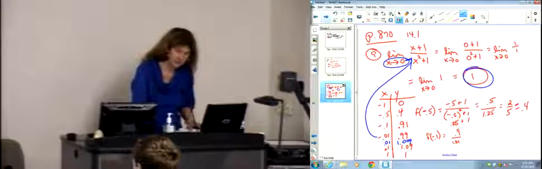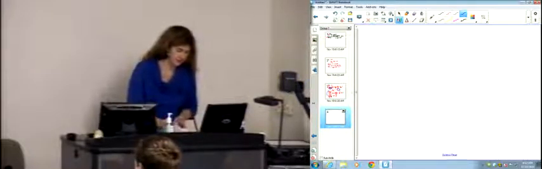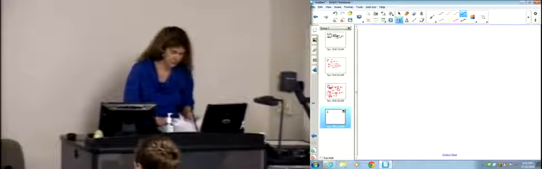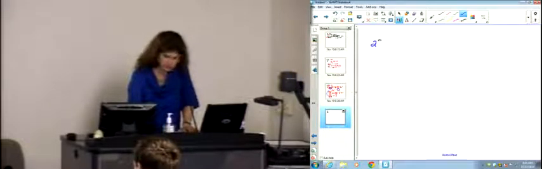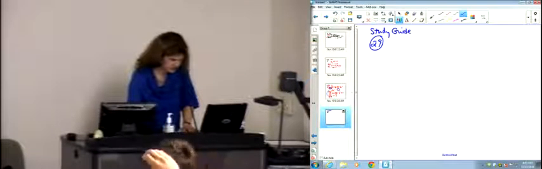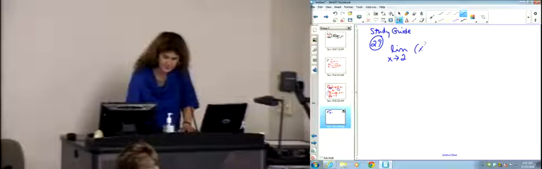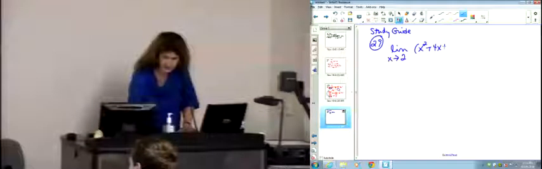So that's one type we're looking at. We have some like that on the study guide, by the way. So let me pull one of those up here while we're in the middle of talking about this. I'm going to go down to 29. 28's like this too, but this is from the study guide. Number 11. Okay, limit as x approaches 2 of x squared plus 4x plus 1.